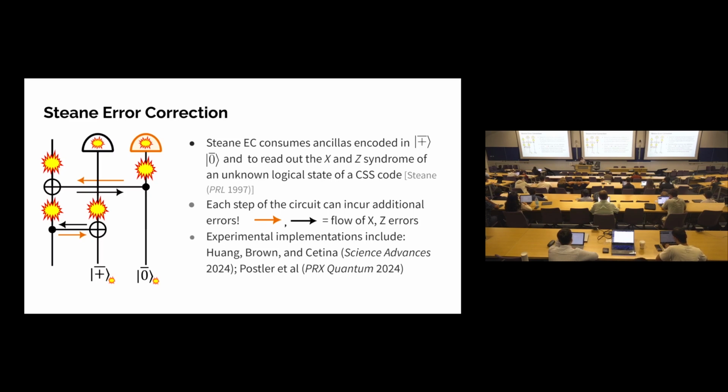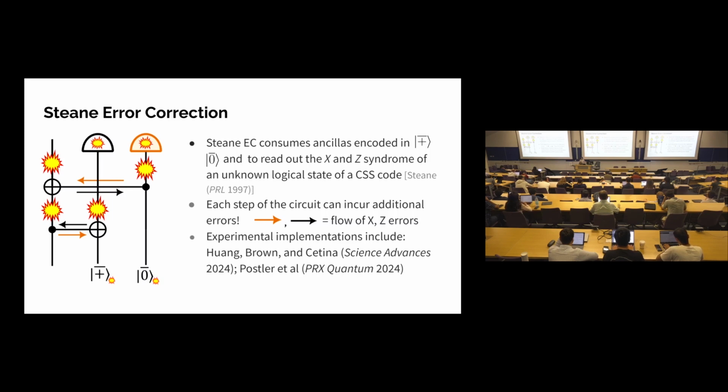And the way to do it, if you have a CSS code, is take an ancilla that's encoded in the same code as your unknown logical state. So we have some unknown logical on the left, and we're going to use an ancilla encoded in plus to measure out one of the syndromes, and then an ancilla encoded in 0 to measure out the other syndrome. And the way this is chosen is that we're not actually learning the logical state. We're only learning the stabilizers.